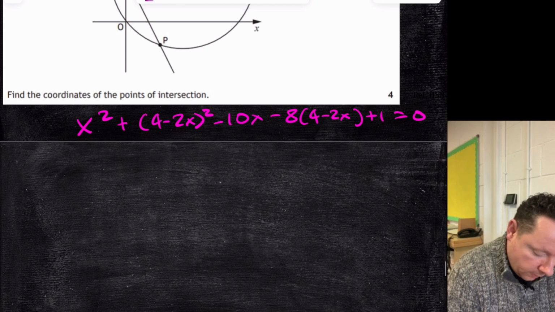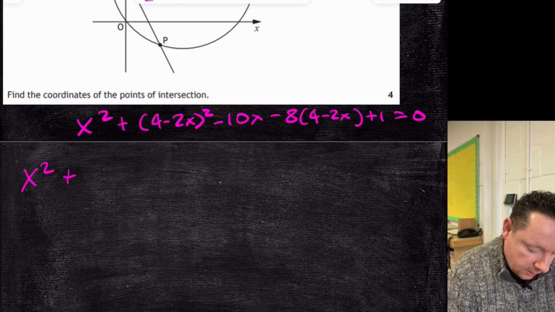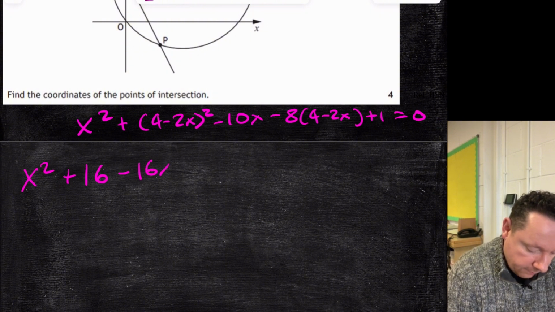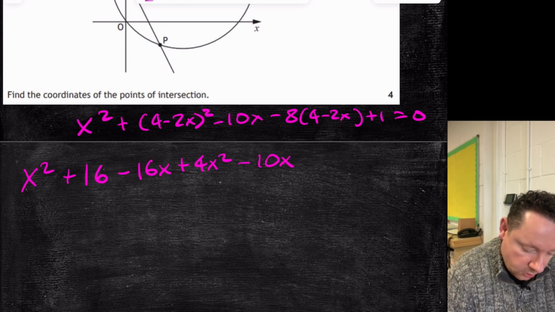So x squared plus, double brackets, 4 4s is 16. 4 2s is 8, so double that to 16 as well, so minus 16x. And then 2 2s is 4, 4x squared. Minus 10x. Minus 4 8s is 32. And then minus times a minus is a plus, so plus 16x. And then we've got plus 1 sitting on the end equals 0.